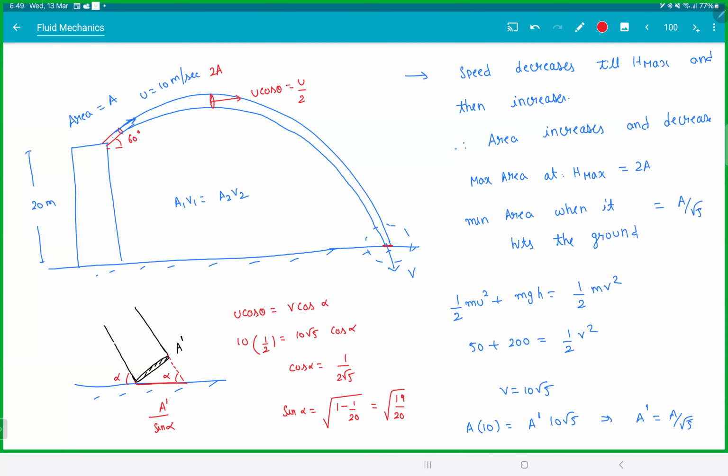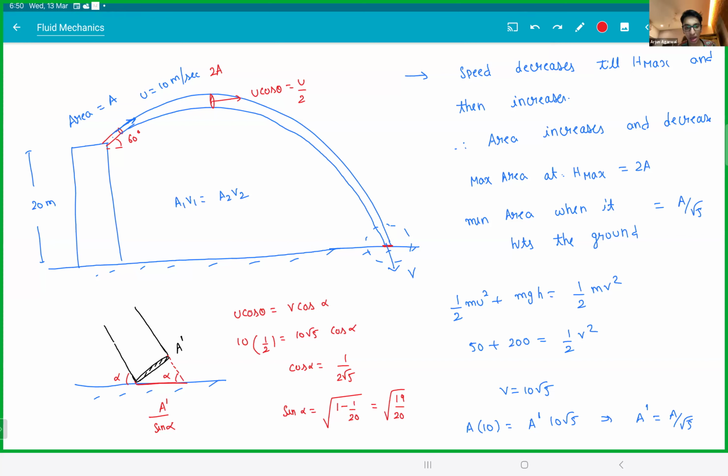Clear what I did? What you found here, A by root 5, is this area when you're hitting the ground. This area you're talking about. When you hit the ground, you get something else. You get A dash by sin alpha. Confused? Clear?